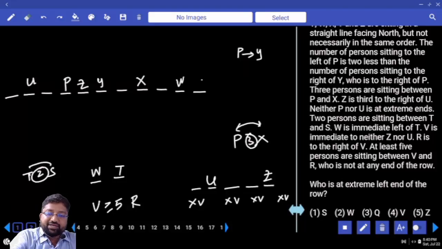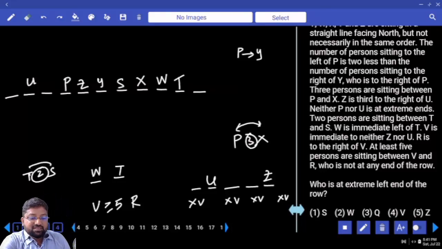What is the possibility for T and W? If I put T and W here, no way. 2 people between T and S. Can I put W here? Can I put T here? Can I take S here? Yes. Next, more than how many people are sitting? More than 5 people?